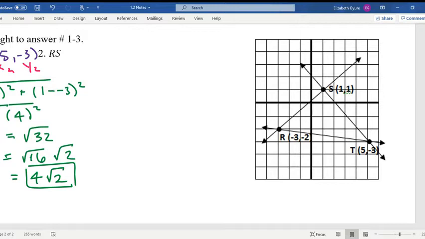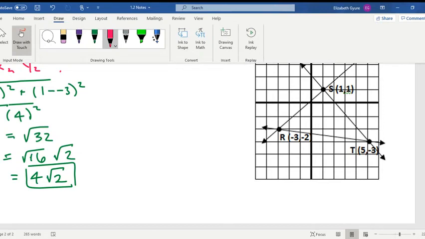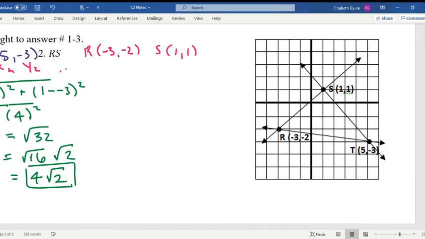Okay, so for RS, let's write down our coordinate points. R is -3, -2, and S is 1, 1. I like to again label my x1, y1, x2, y2 and stuff. So for R, I'm going to make that x1 and y1, and I'm going to make S x2 and y2. And now I'm going to plug everything in.